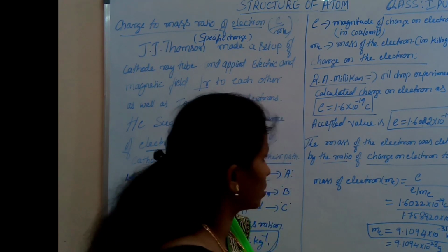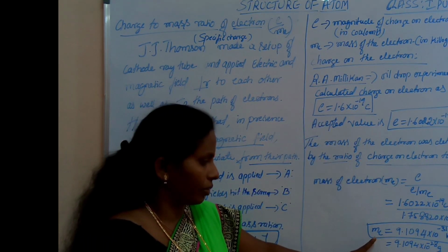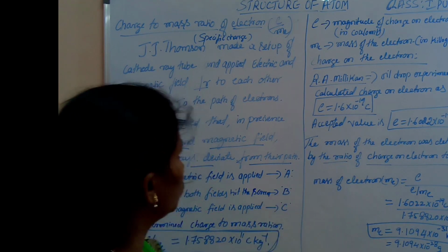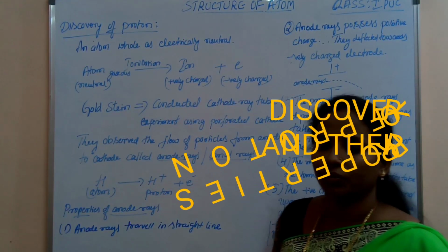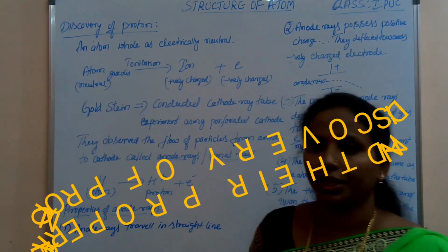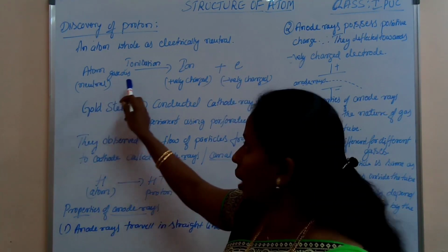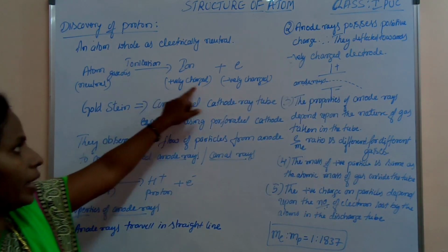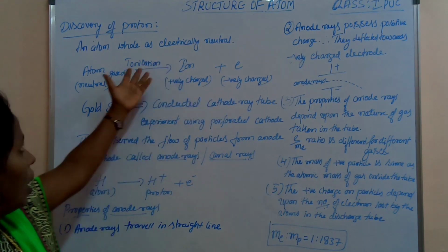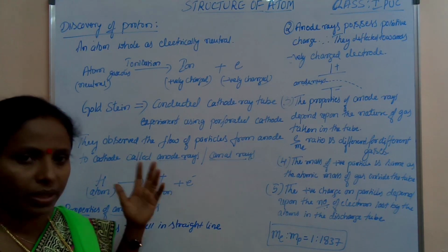So they successfully calculated the charge on the electron as well as the mass of an electron from these two experiments. Now, the discovery of the proton. We know that an atom as a whole is electrically neutral. So when an atom is subjected to ionization, it gives a positively charged ion as well as an electron. So we already discovered that electrons are present in an atom.